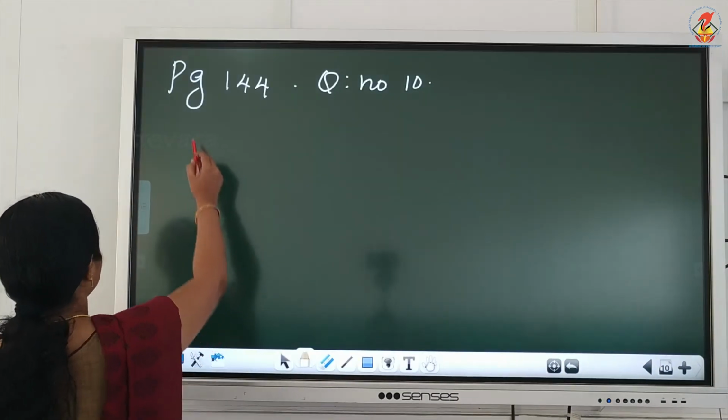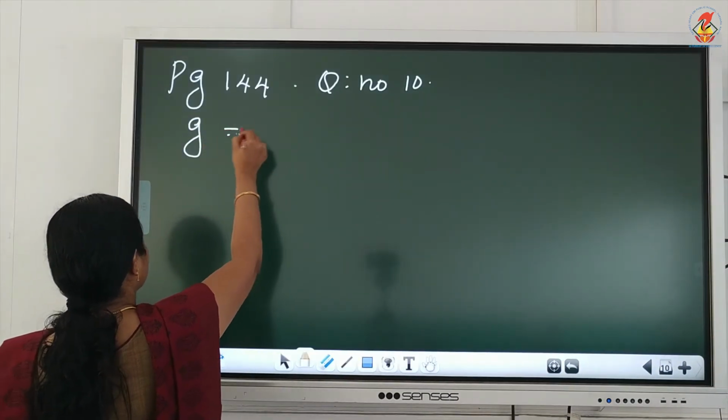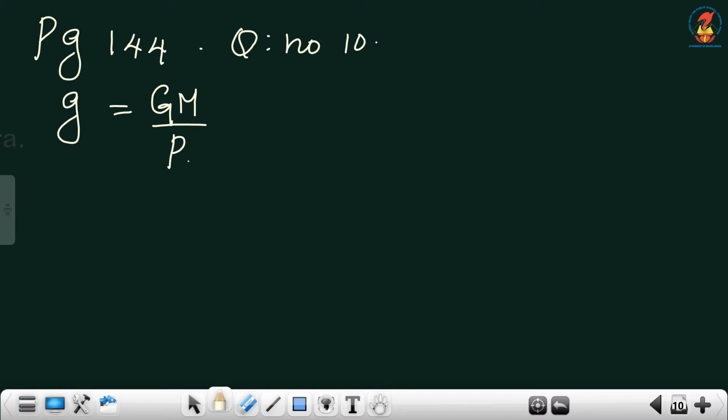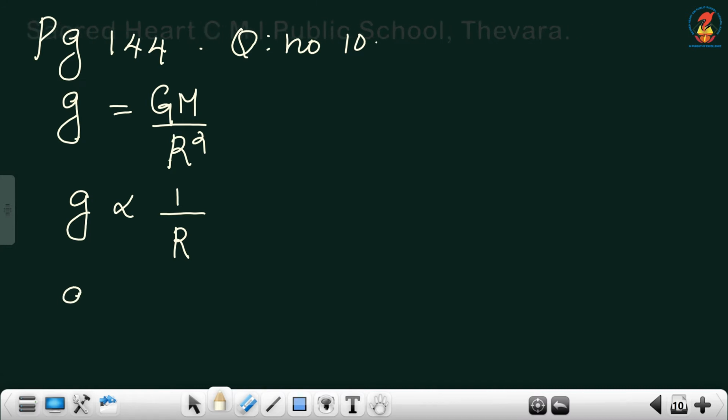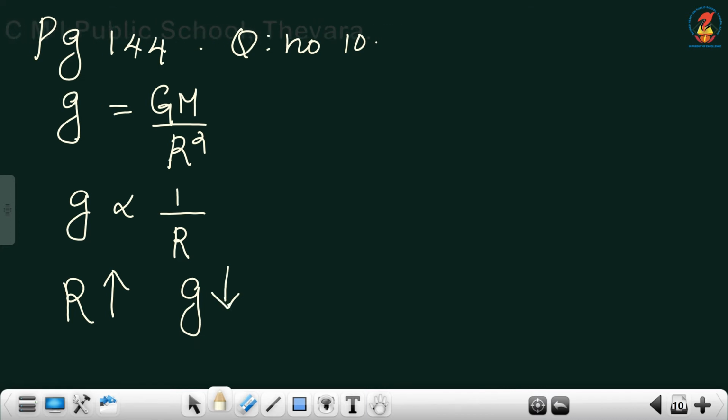We know the equation that g is equal to GM by r square, where g is the acceleration due to gravity and r is the radius. That is, acceleration due to gravity and radius are in inverse proportion. That means as radius increases, acceleration due to gravity decreases, and as radius decreases, acceleration due to gravity increases.